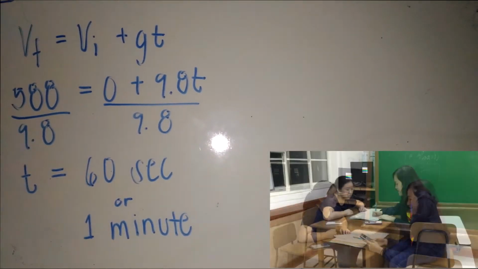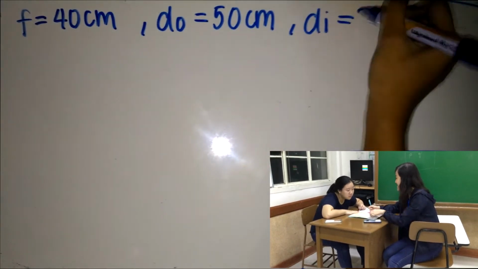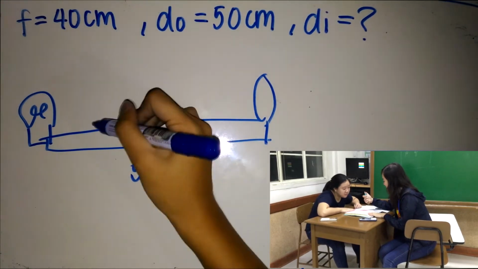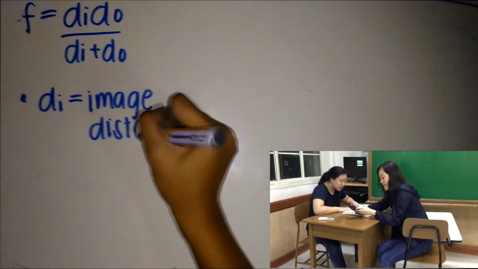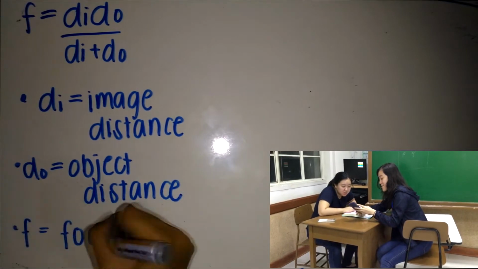And it's done. A light bulb is placed at a distance of 50 centimeters from a convex lens having a focal length of 40 centimeters. Determine the image distance. So the formula given for this is f, or the focal length, is equal to di times do all over di plus do. Di is the image's distance and do is the object's distance.